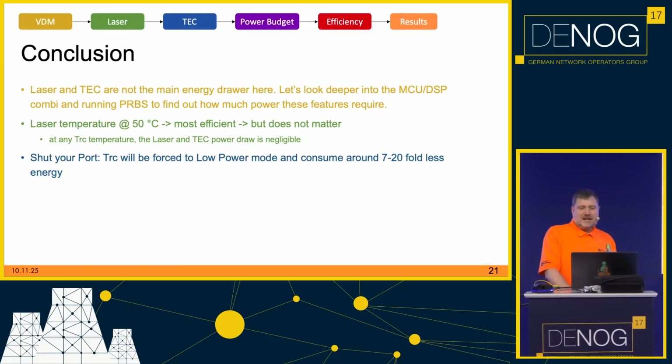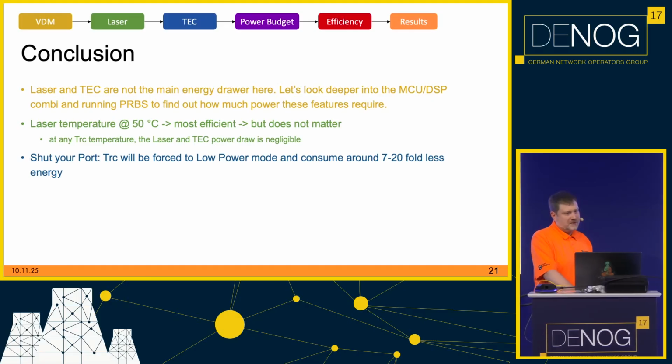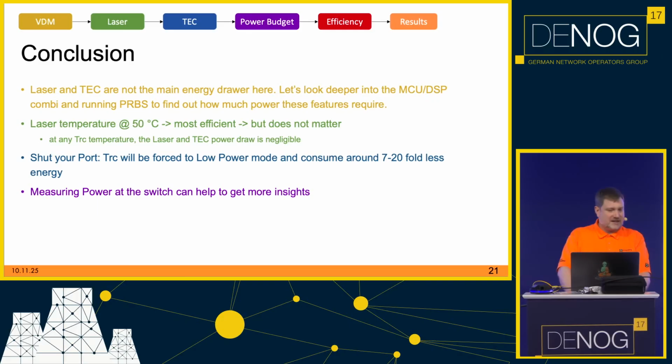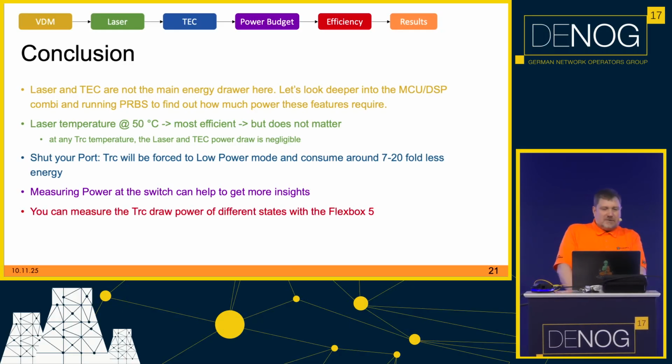So look for that. And main recommendation, if you can do it in your network, shut your port, because with that the transceiver will be forced to low power mode and consume like 10 to 20-fold less energy, especially with the later generations of coherent that take more energy. You can really save energy there. And by the way, as I showed you in the previous slide, you can also measure the overall power consumption in the switch. That is what we did. Just plugged in one transceiver and observed how the switch reacts. So this is how these curves came to be.